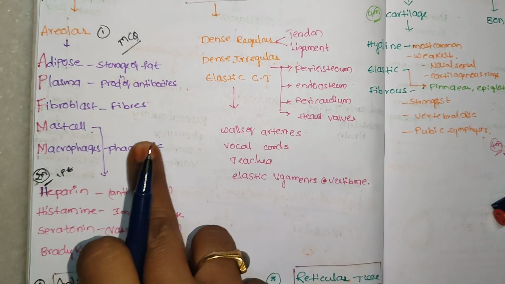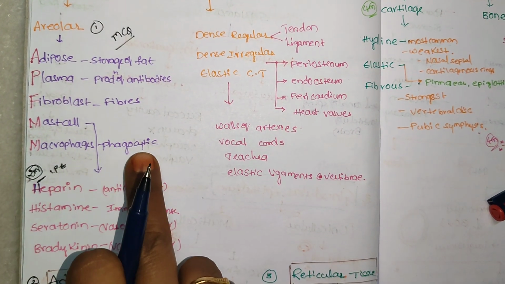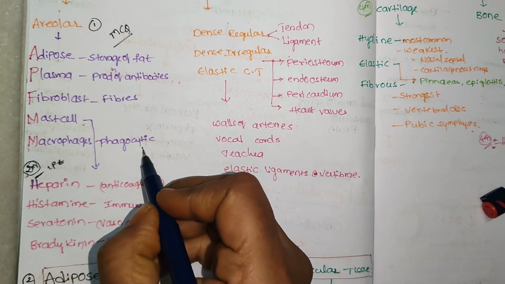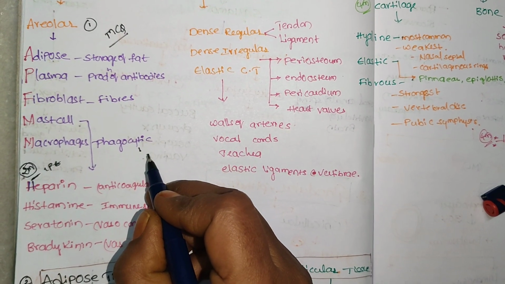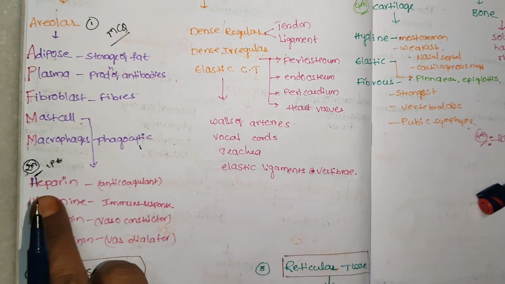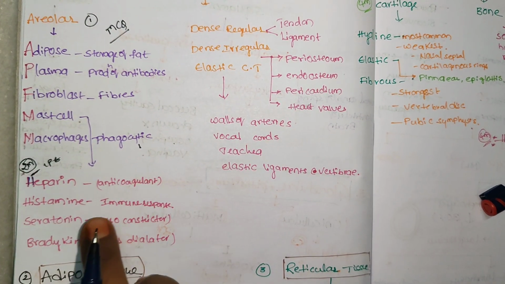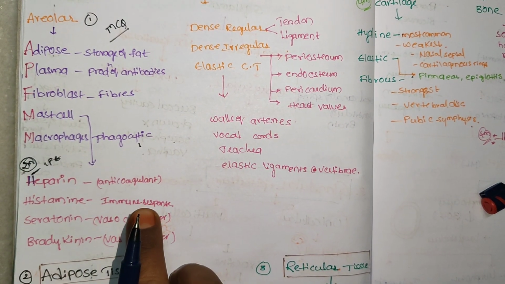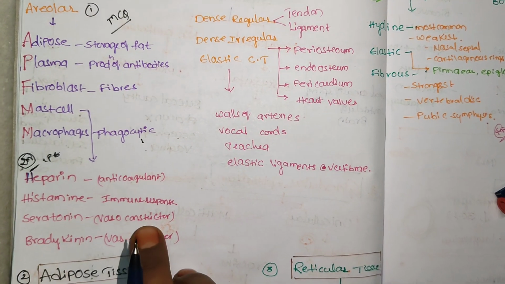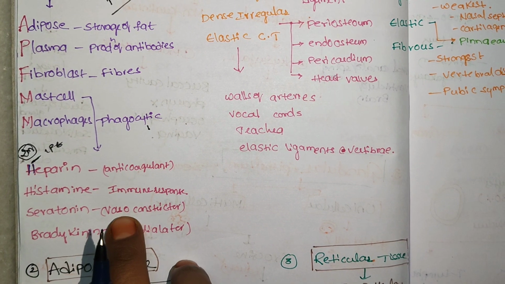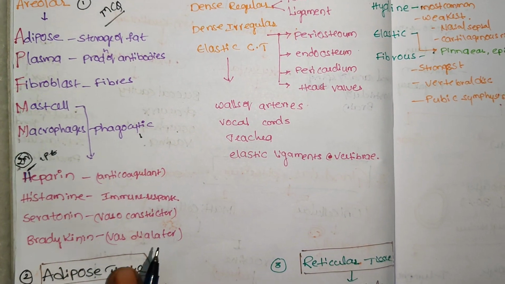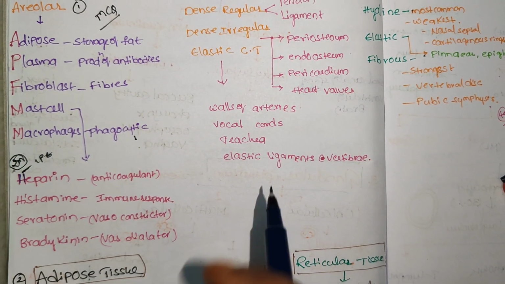Next, macrophages are phagocytic in nature. Here phagocytic means they kill the microorganisms. That process is called phagocytosis. Then heparin is an anticoagulant. Histamine is for immune response. Serotonin is a vasoconstrictor. Here vaso means blood vessels, so blood vessel constriction. Then bradykinin is a vasodilator.